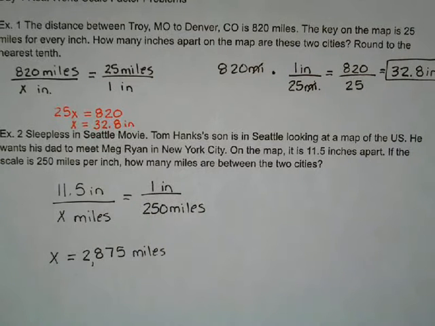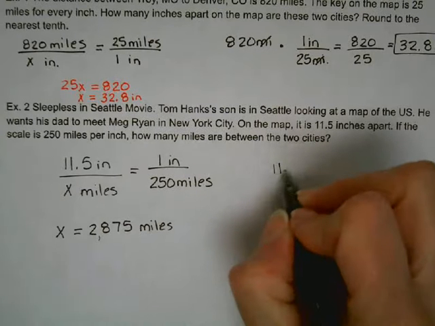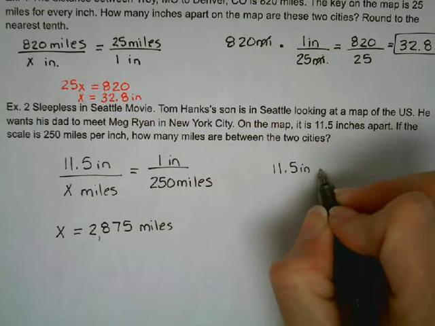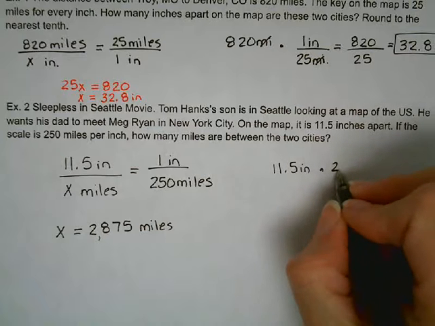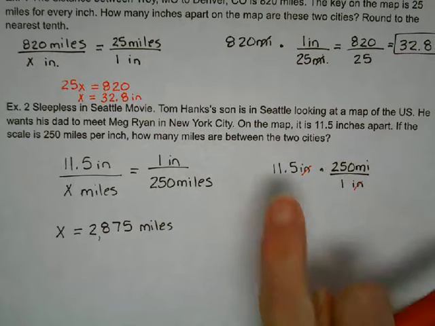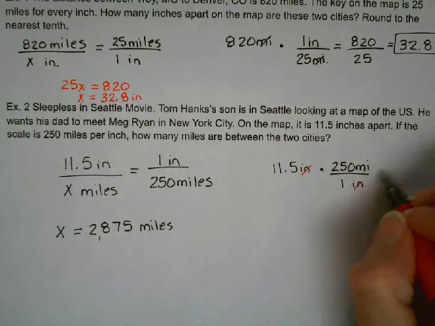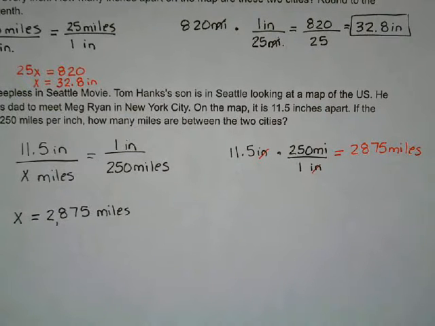Okay. So again, if you want to use the unit analysis way, you take 11.5 inches times, on this way you do it, you put the measurements diagonally from each other, so like 250 miles per 1 inch, so that the label inch and inch cancel out. But you can see you're still going to end up multiplying that times that to get the answer. So whichever way you want to set it up, show me some kind of work on how I use a scale factor.